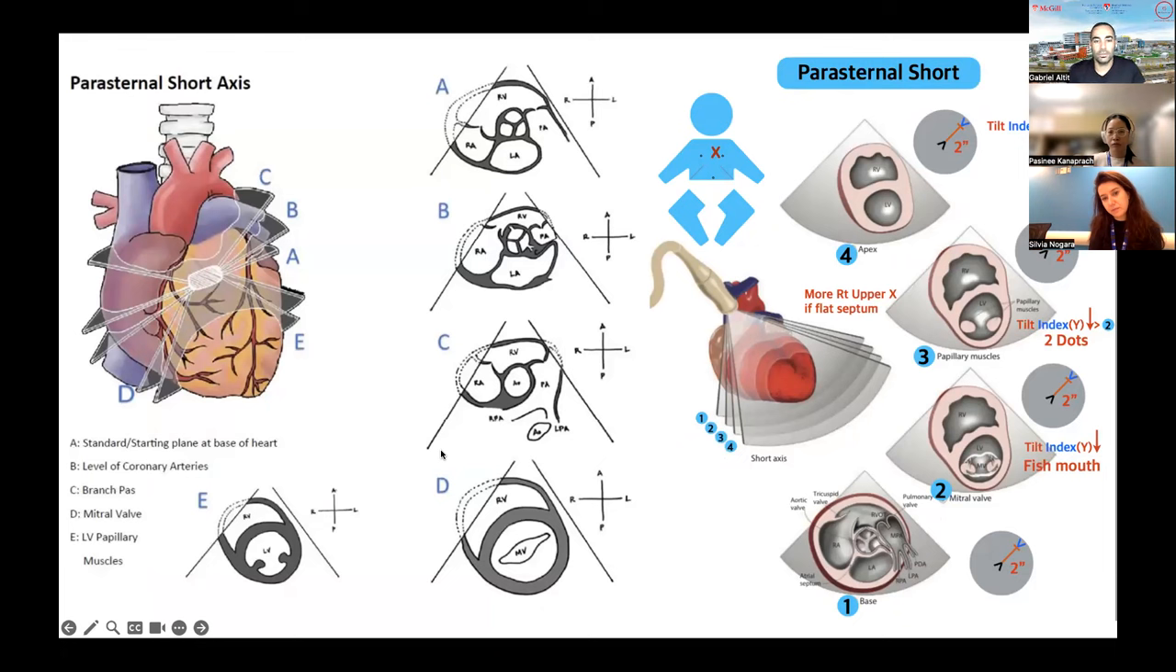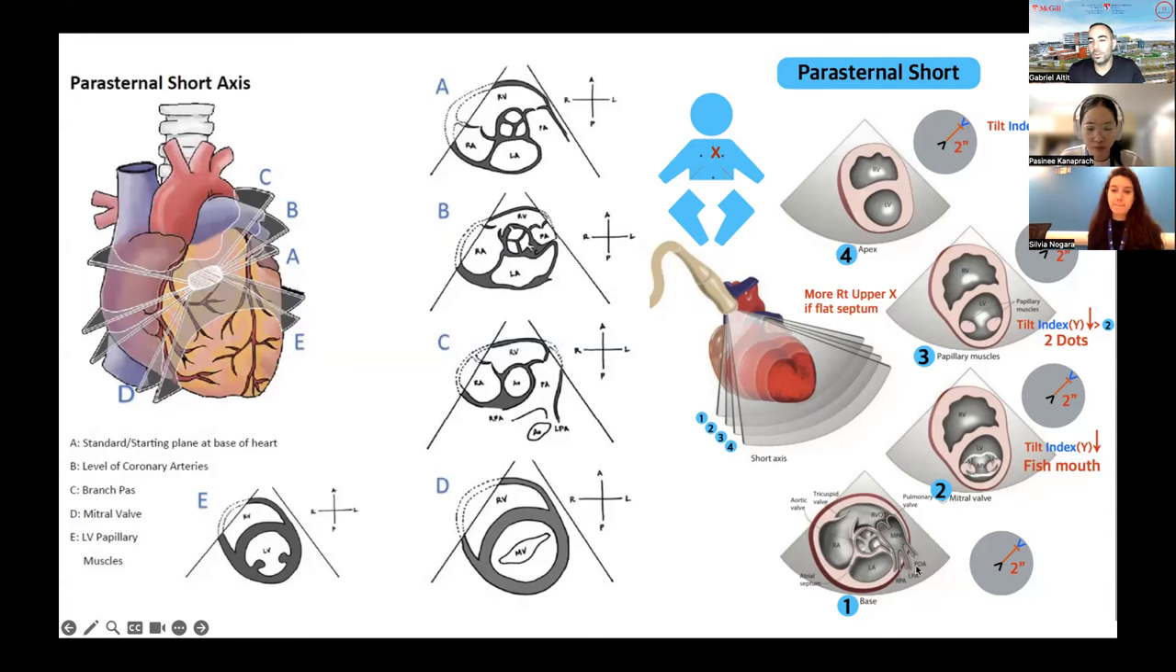So these are the different cuts, and you're going to have this as your reference. As we get more cranial, you see your aortic valve, your right and left pulmonary arteries, the RVOT and part of the right ventricle. Then eventually you go down and start seeing your coronaries. Here you see more of your mitral valve and your RV, and then eventually you see more of your papillary muscles.